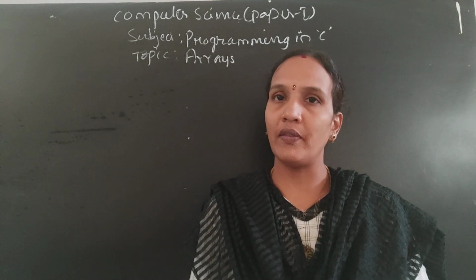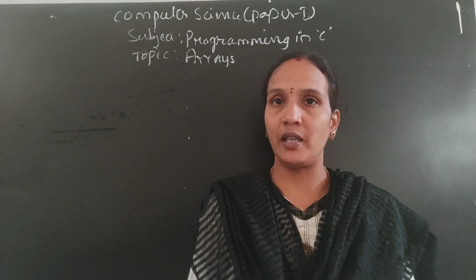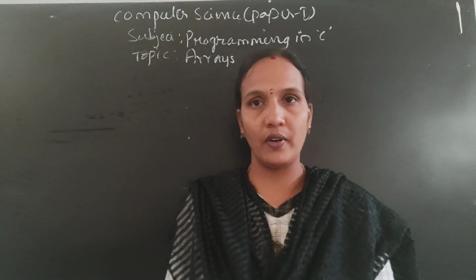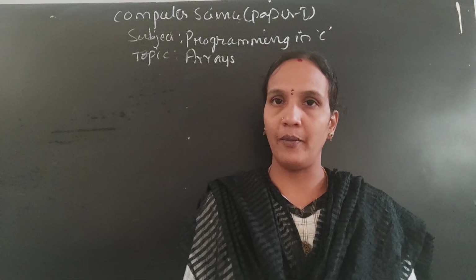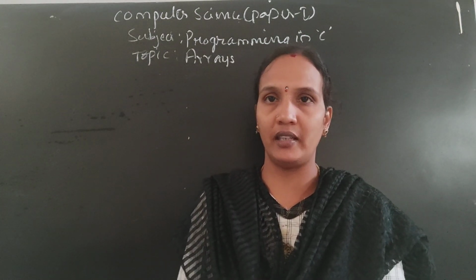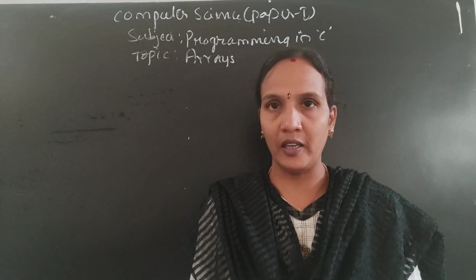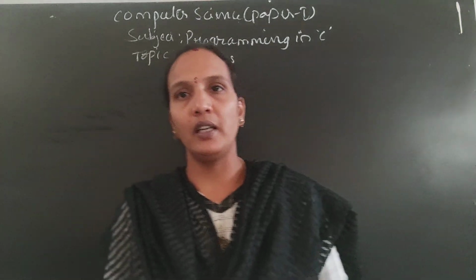And what example did I give for an array? Apartment. In the apartment, the house number is the same, only the flat number is different. Similarly, in an array the name is the same, and whatever index is there, that index will change. And a particular element is identified with the index number.